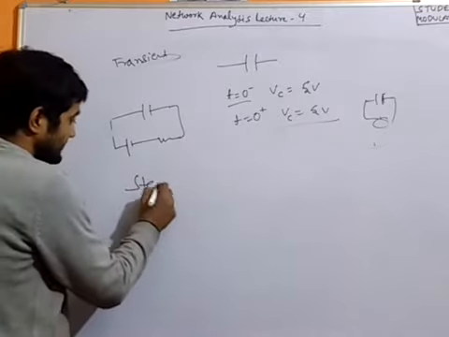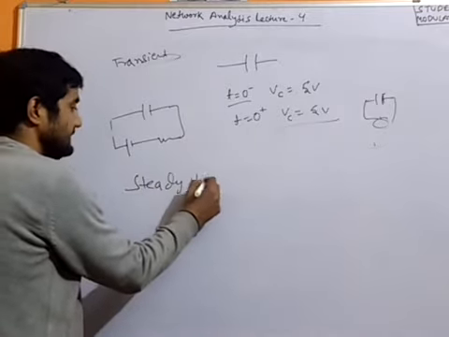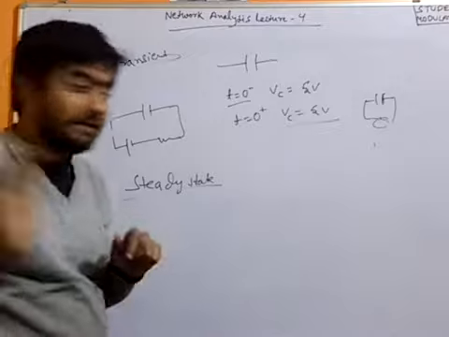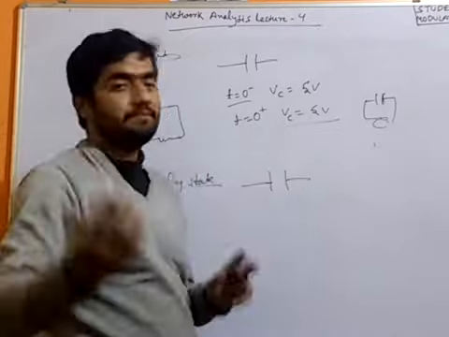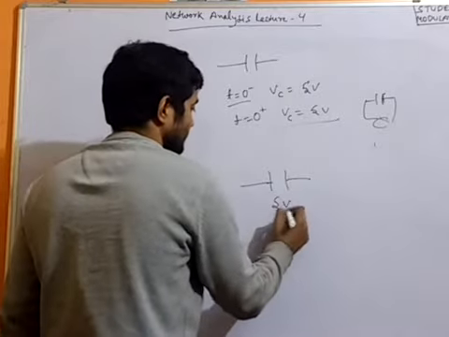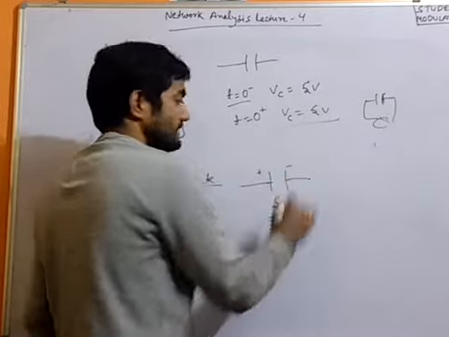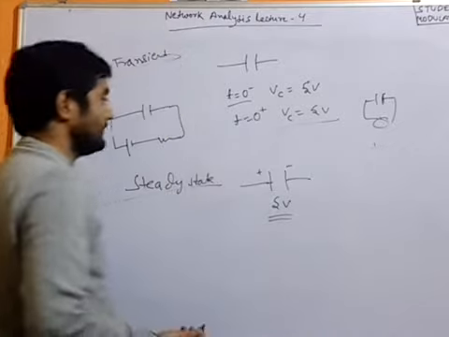Now come to the steady state analysis. At steady state, of course, the capacitor will be fully charged, up to some value. Let us say it has been charged up to 5 volt. Then after that, what will happen?